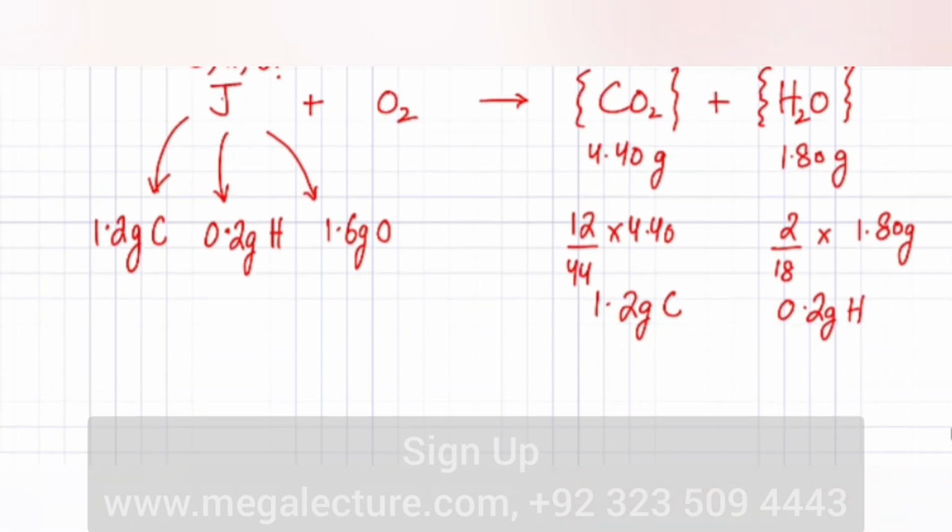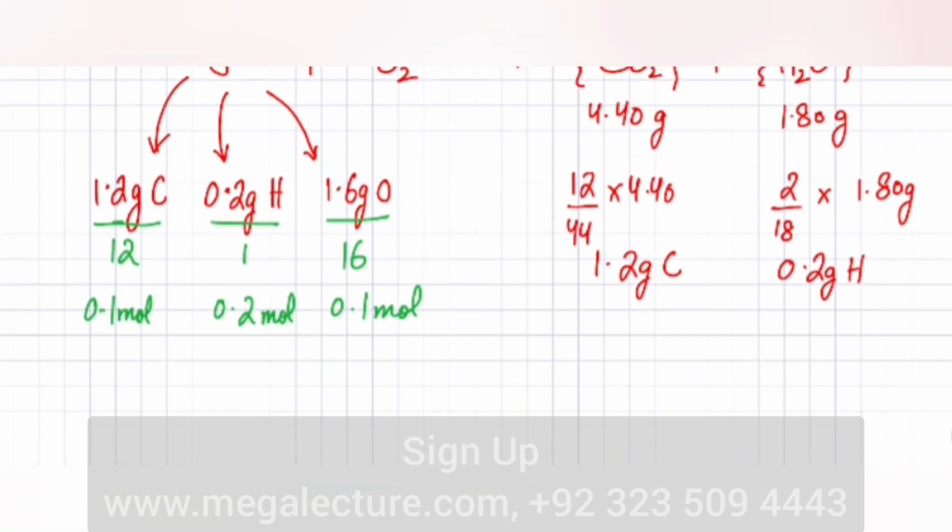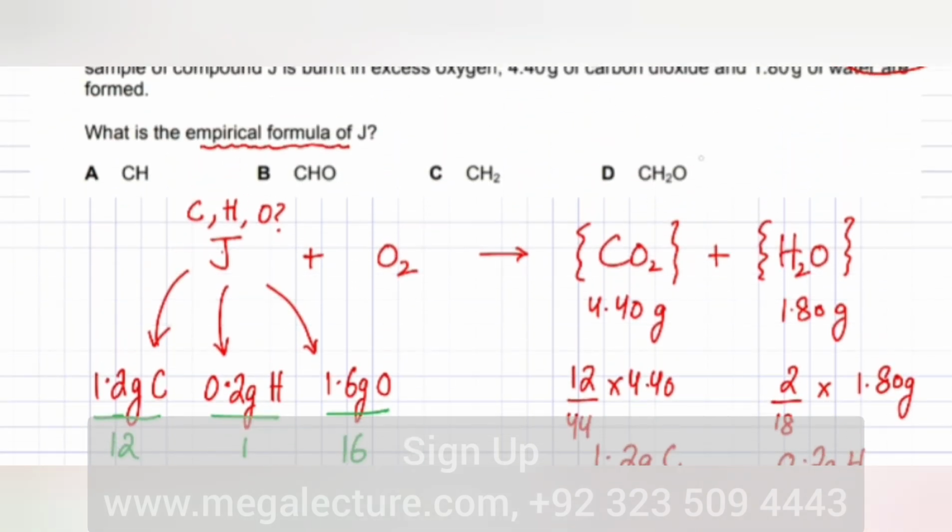Now, the next part is fairly easy because once you have the individual masses, you can just figure out the empirical formula. Find the moles of carbon by dividing by its Ar, find the moles of hydrogen by dividing by its Ar, and find the moles of oxygen by dividing by its Ar, which is 16. I found 0.1 moles of carbon, 0.2 moles of hydrogen, and 0.1 moles of oxygen. Since we are looking for the empirical formula, which is the simplest whole number ratio, that's fairly obvious. It's 1 to 2 to 1. So we've got one carbon, two hydrogens, and one oxygen. So it's CH2O. That's our answer, which is going to be option D in this case.